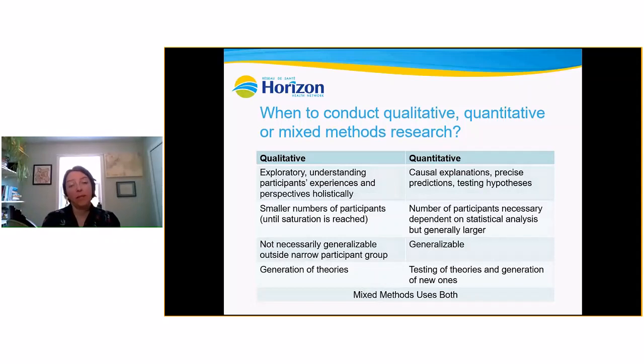And then in qualitative, it can be used for the generation of theories as well. And then again, we see how this can tie into quantitative, which is really testing of theories. It can generate new ones as well. And so obviously mixed methods, you're using both of those to get at a broader picture, I would say.